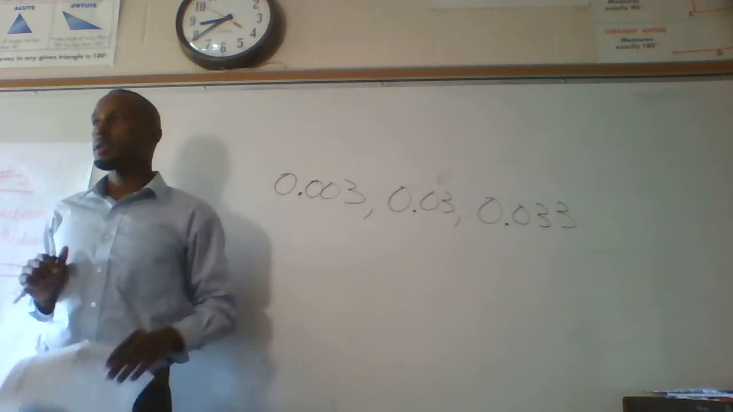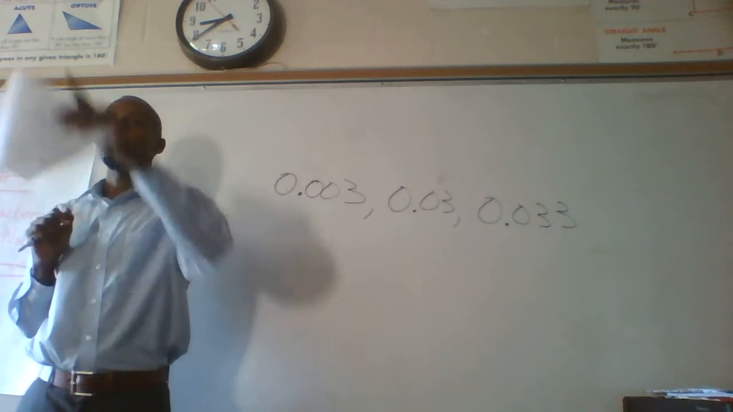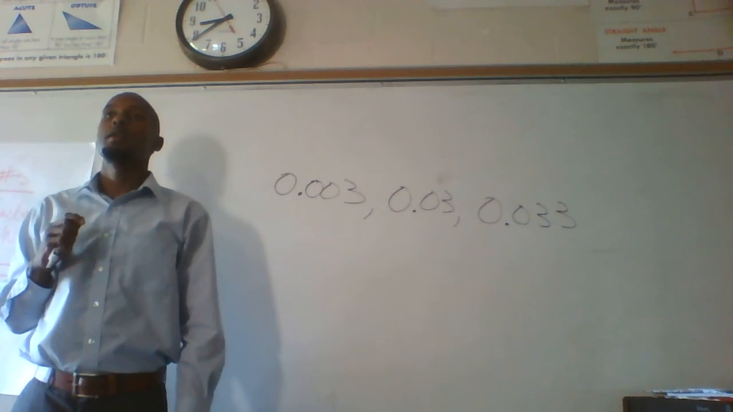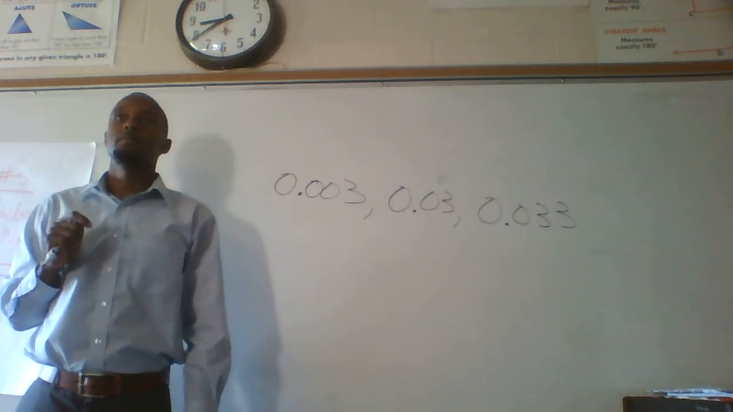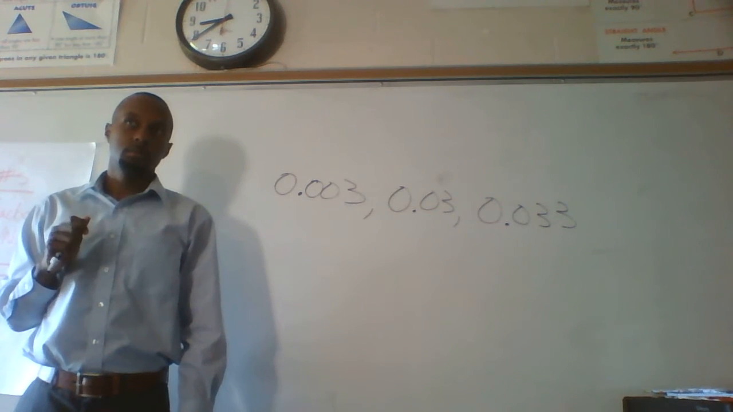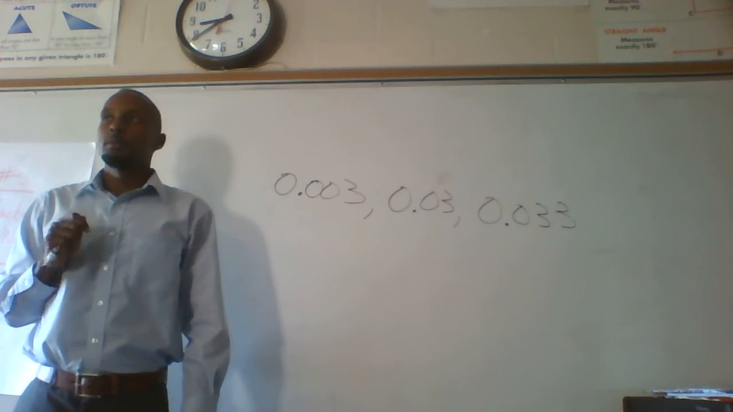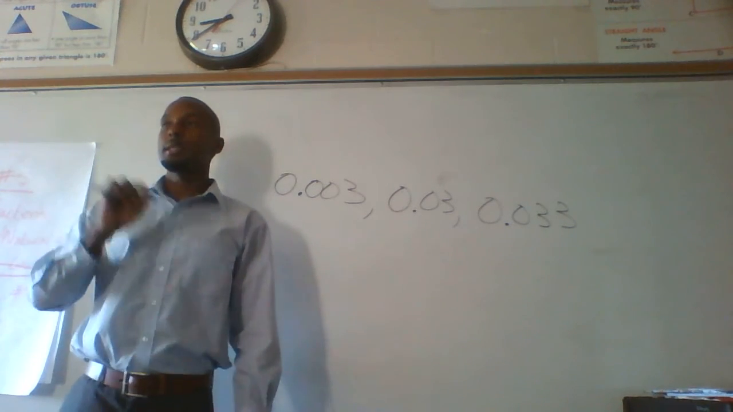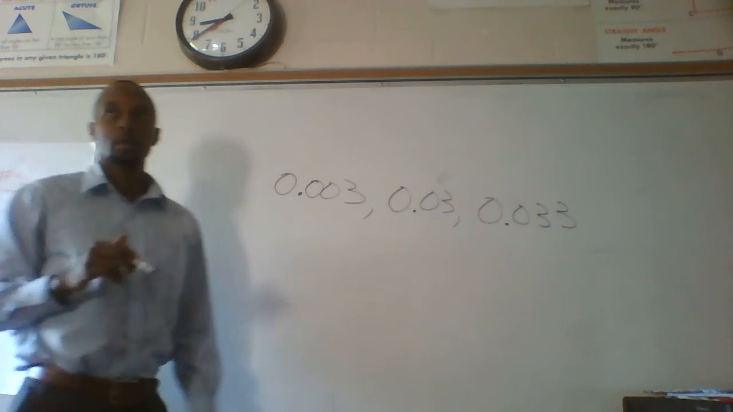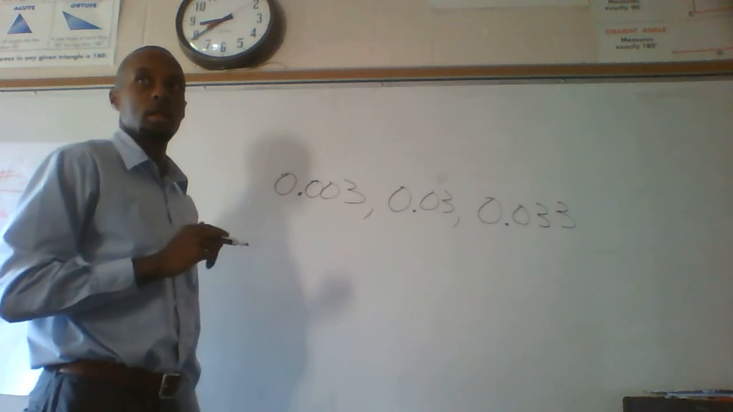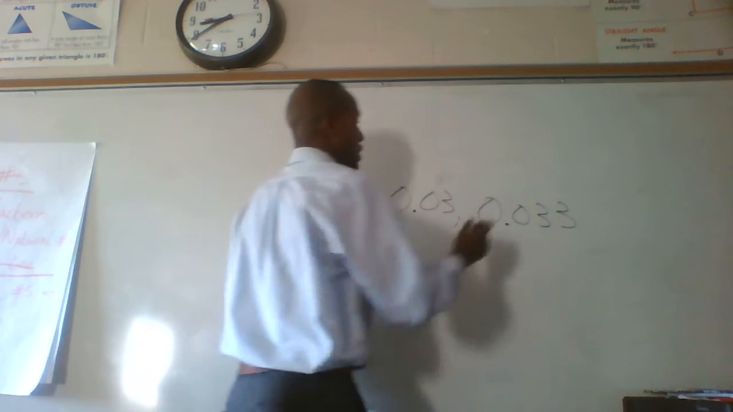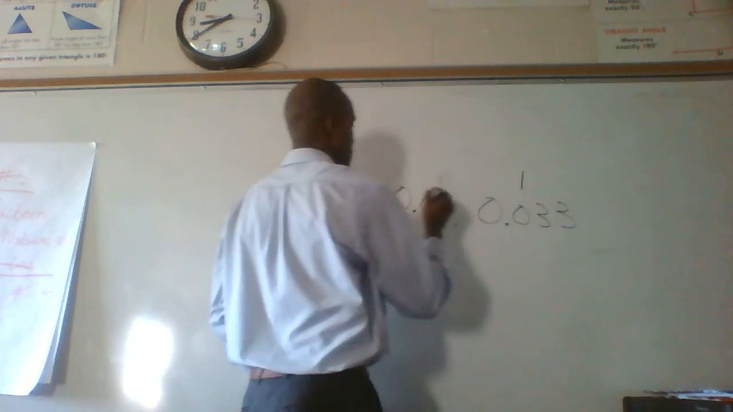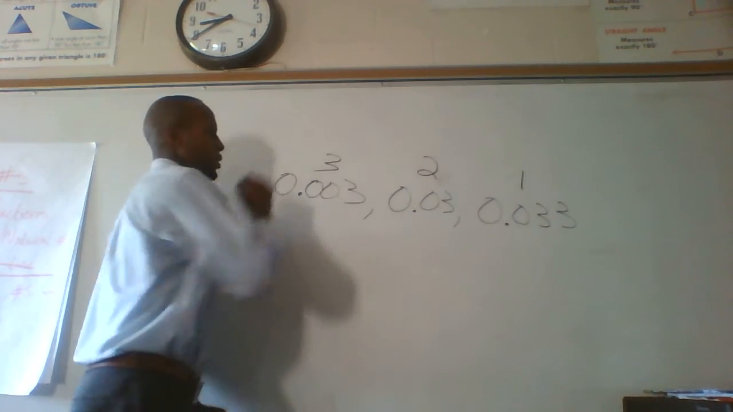Okay, so we got two different answers there. What did you say? Greatest to least, first is 0.003, and then 0.03, and then 0.033. Okay, so remember, going from greatest to least. That's what you just said. Okay, this is greatest, second, third.